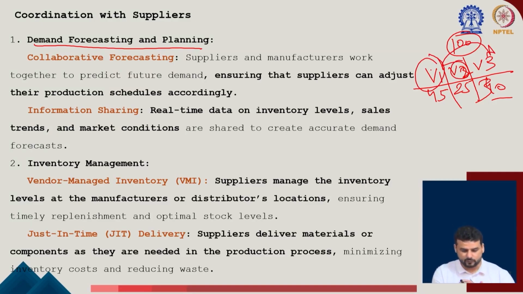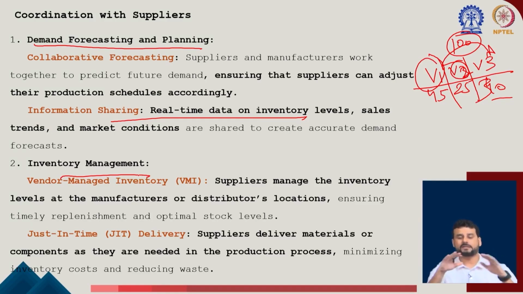This collaborative forecasting will happen only when there is a real time sharing of information. Whatever sales trend, market conditions as a manufacturer or service providers or product providers, we are realizing we are sharing the same information without any modification with our suppliers. Inventory management. Now, vendor managed inventory. If we are implementing vendor managed inventory, then the vendor is responsible for managing the inventory throughout the supply chain, means up to the manufacturer.